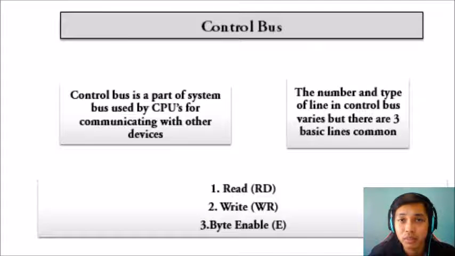The last part is control bus. Control bus is a part of the system that is used by CPUs for communicating with other devices. The number and type of lines in the control bus vary, but there are three basic common lines that we have to know. First, read, and the symbol is RD. Second, write, WR. And third, byte enable, and the symbol is BE.